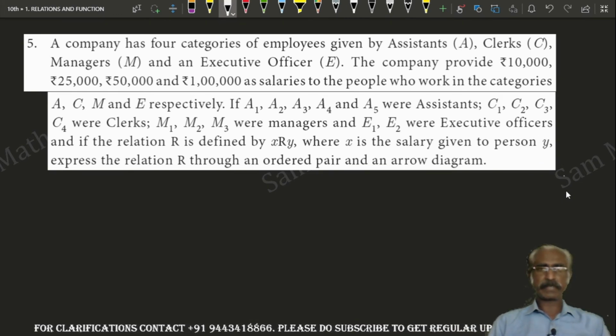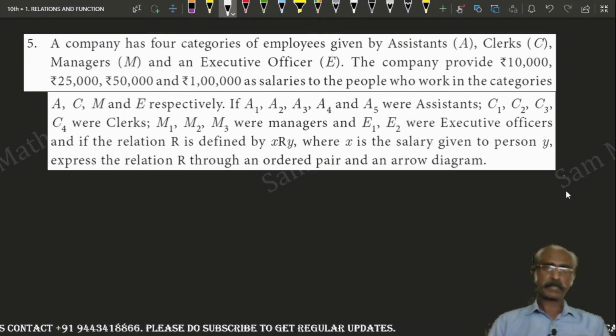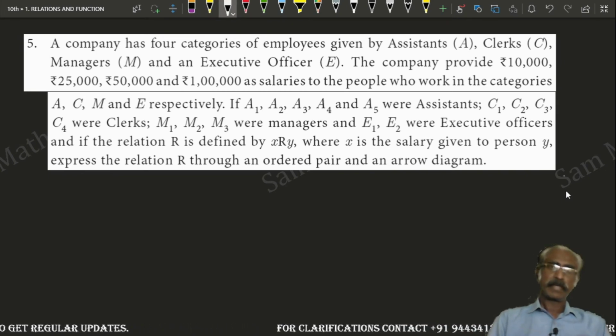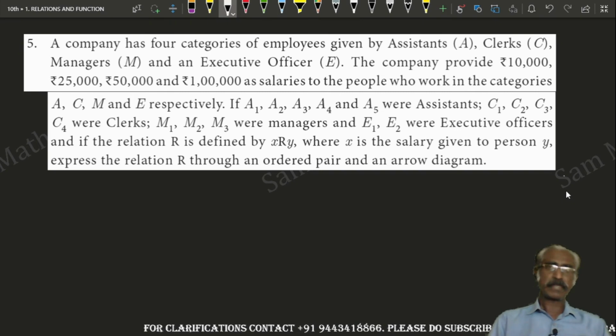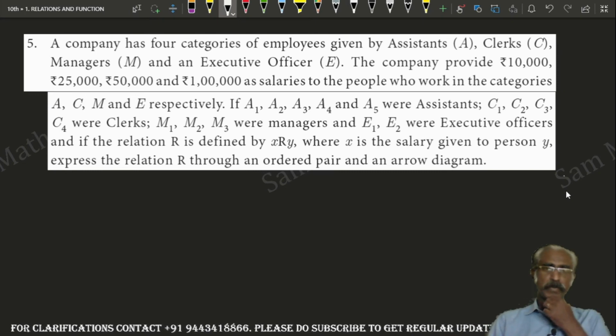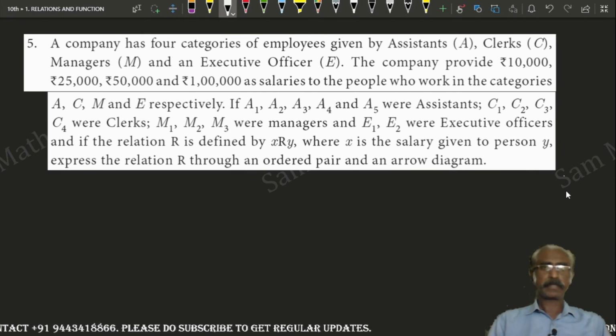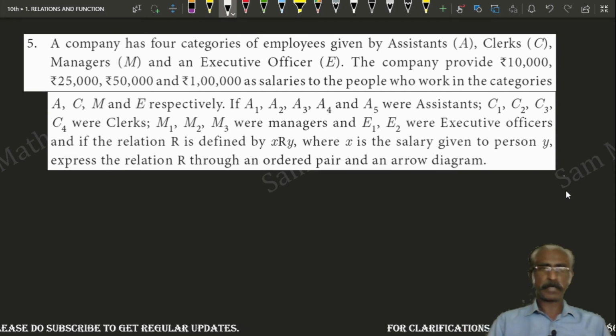Okay, assistant, clerk, managers, executives: 10,000, 25,000, 50,000, 1 lakh. There are 5 assistants, 4 clerks, then 3 managers and 2 executives. Okay, children. And the relation R is defined by x related to y, where x is the salary of person y. Express the relation R through ordered pairs and an arrow diagram. For that, you have to write the ordered pairs, then go for the arrow diagram.